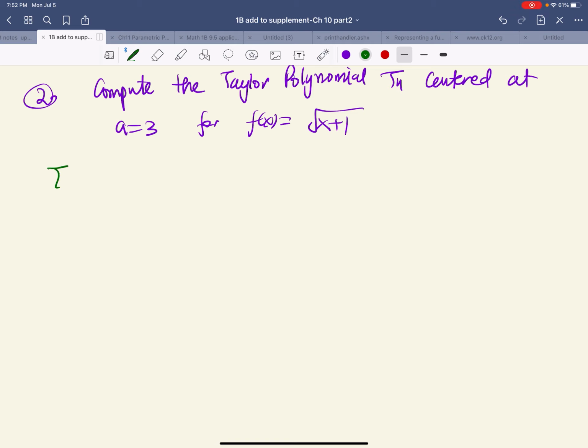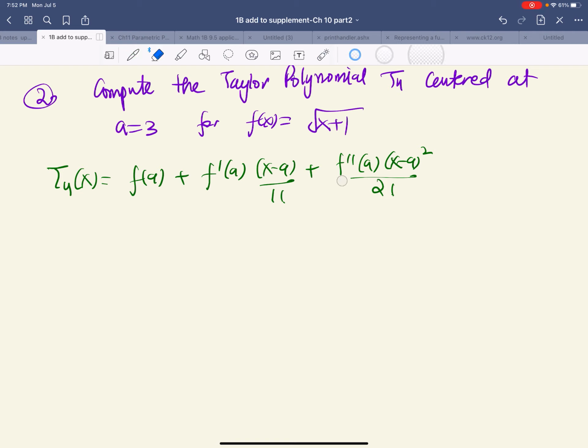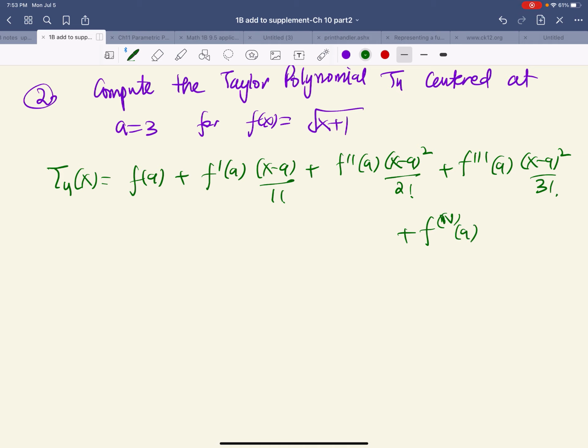It was T, and it's a fourth order, T4 of x would be f of a plus f prime of a times x minus a over 1 factorial plus f double prime of a times x minus a squared over 2 factorial. Doesn't matter, you can write the 2 underneath the whole thing or just under that term. Plus f triple prime of a times x minus a cubed over 3 factorial plus the fourth derivative at a times x minus a to the 4th power over 4 factorial.